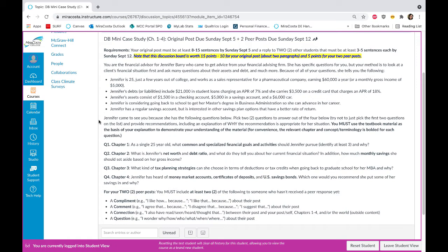For the case studies, you're going to imagine that you are a financial advisor and an individual or family has come to you seeking advice. In this case, the person seeking advice from you is Jennifer Berry. Jennifer has some specific questions for you, but your method is to first understand her situation and ask lots of questions in order to come up with good solutions for her. Based on your questioning, she provides the following information here in the bullets. You'll want to carefully read through Jennifer's background and current financial situation.